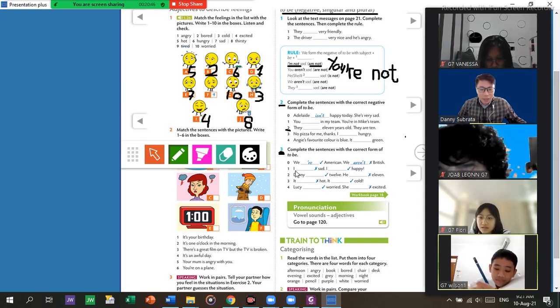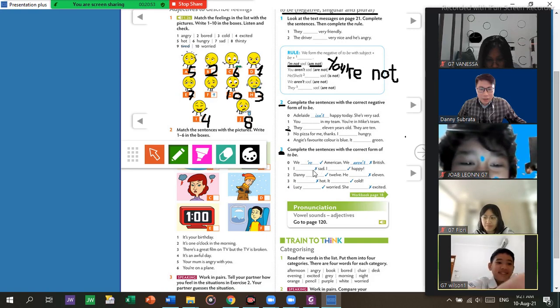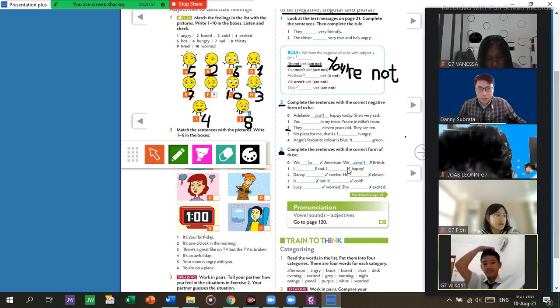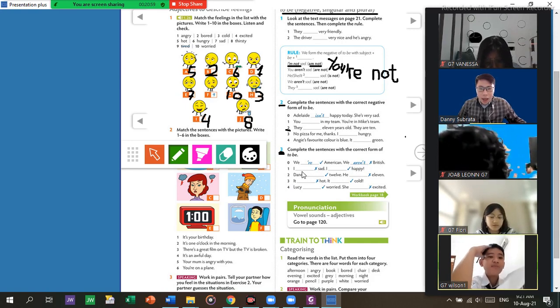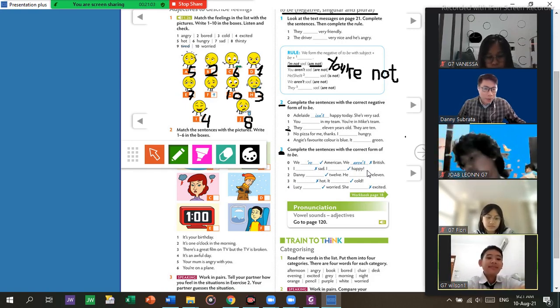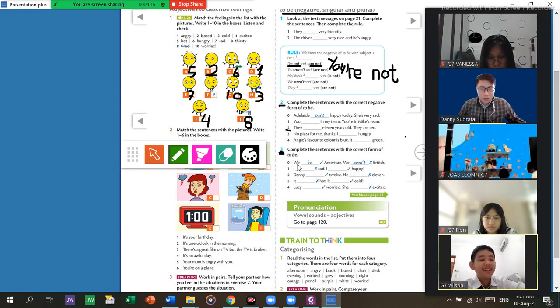Wilson, can you tell me this for number 1? If it's a cross, that means it's negative. If it's a check mark, it's a positive. I blah blah blah sad, I blah blah blah happy. So what? I was sad. We are still using the simple present tense. So we're not using was.